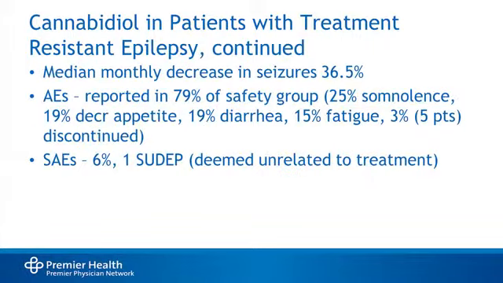Median monthly decrease in seizures was reported to be 36.5%. Adverse events included 79% in the safety group, 25% reported somnolence, 19% had a decreased appetite, 19% had diarrhea, 15% fatigue, and 5 patients, 3%, were discontinued. Serious adverse events occurred in 6% of the patients. 1 patient died related to sudden unexpected death in epilepsy. Upon evaluation, this was deemed to be unrelated to the treatment.